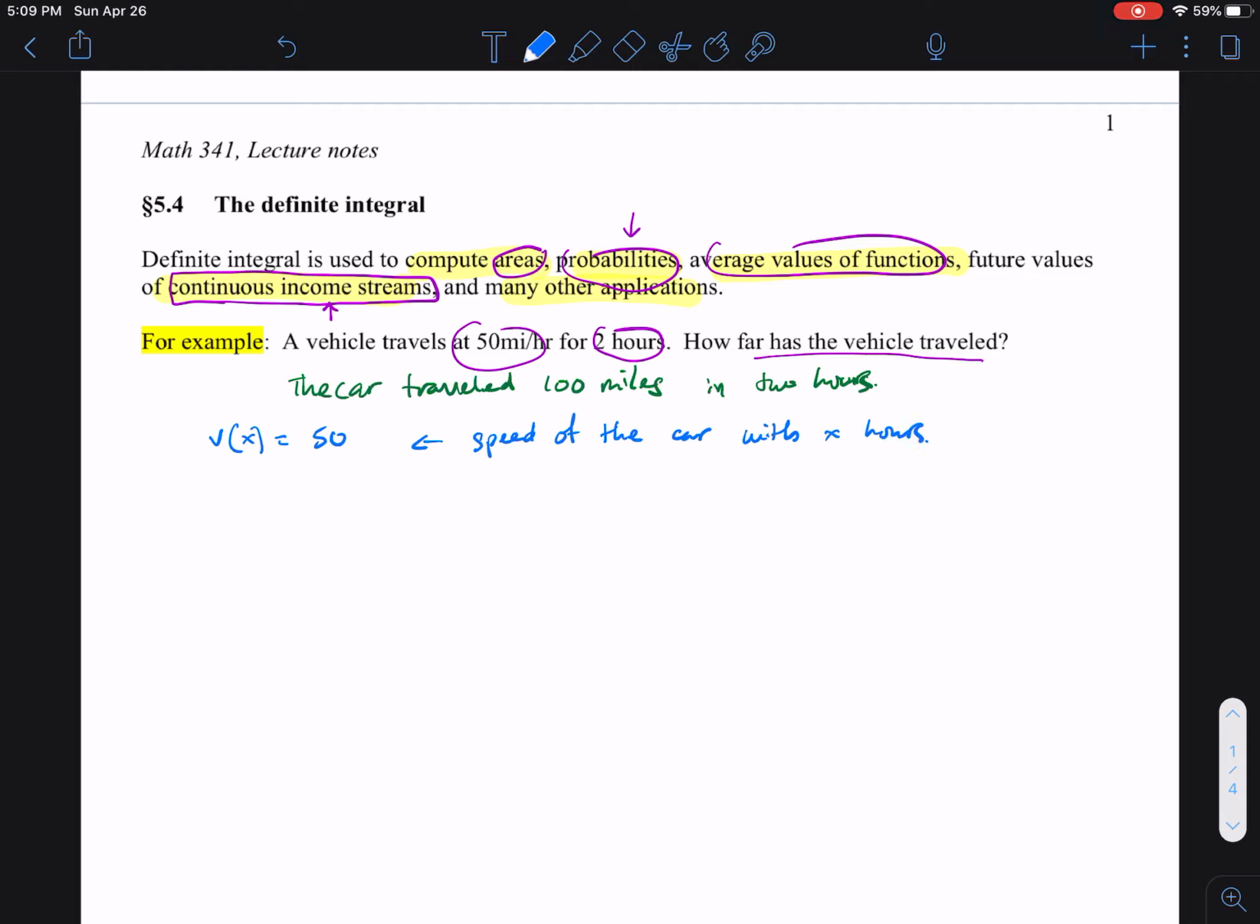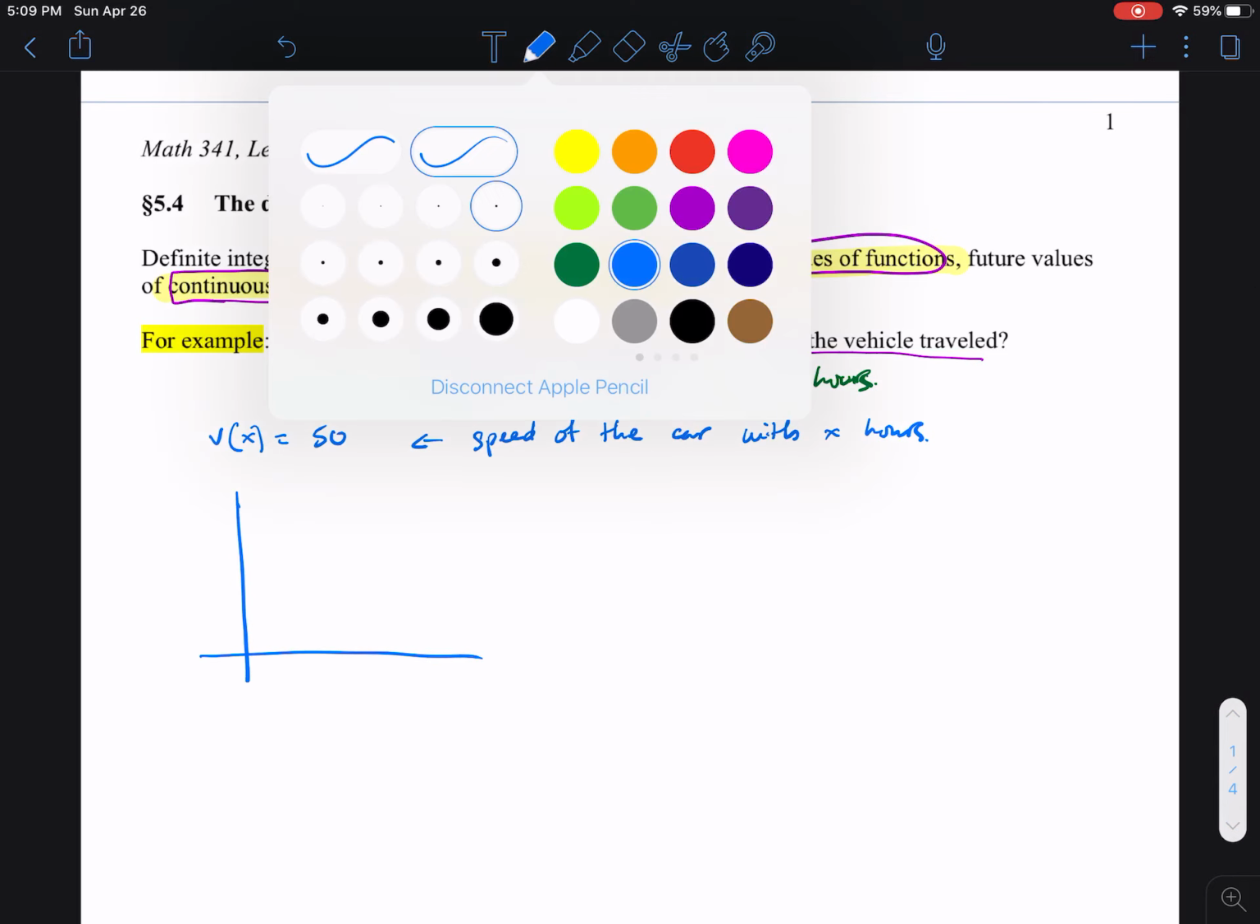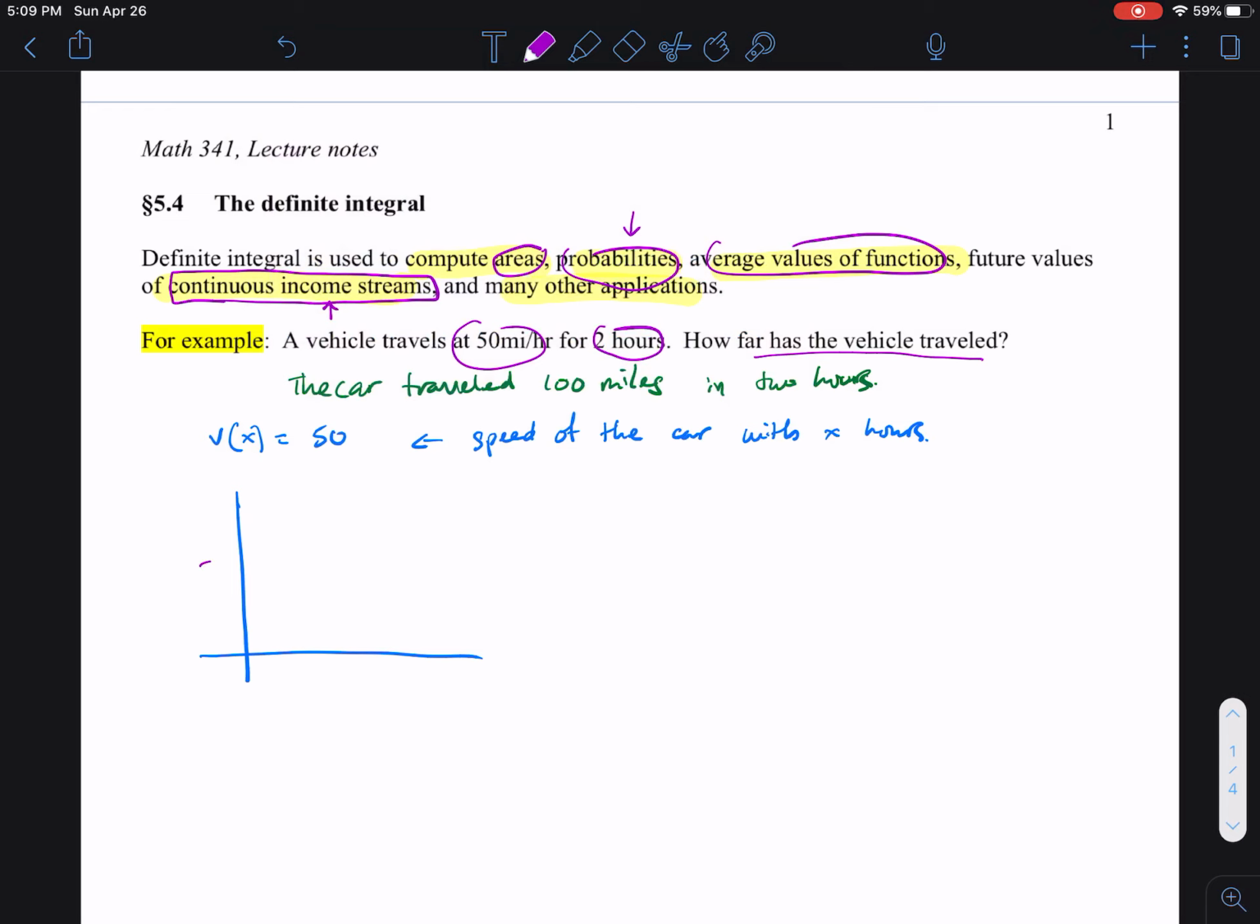So we can graph this function. We can say that this function can be graphed, let's say, like this. Here's 50, so that's going to go like that. Here's x. x means hours, right? So here's 0, 1, 2. Let's call this f of x. Let's use f of x.